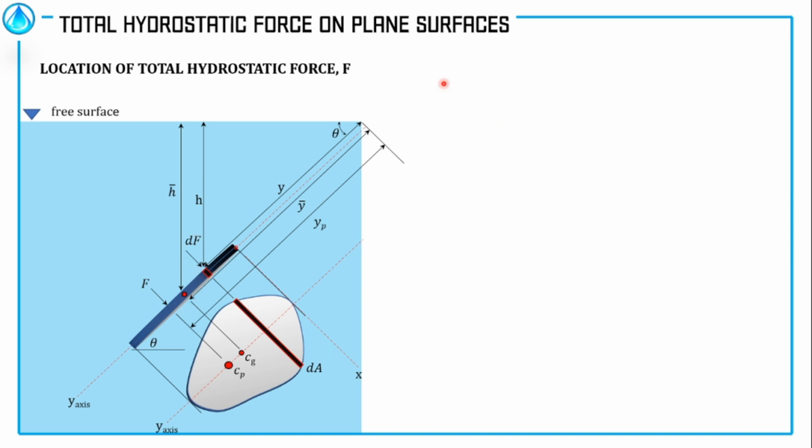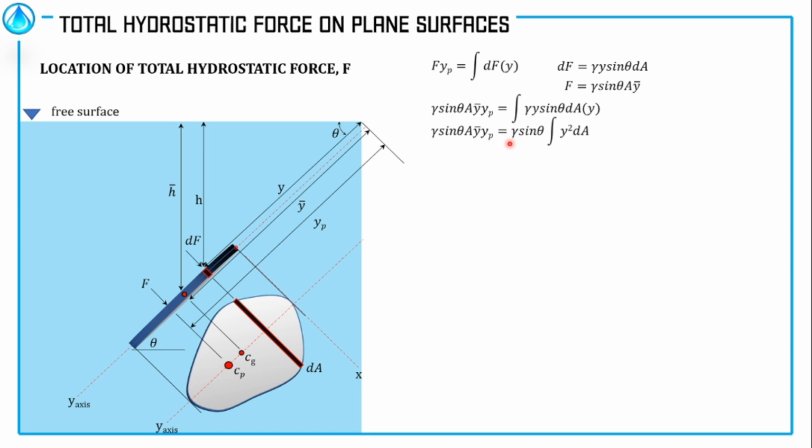In our case, we can express that in this equation. We already found the value of differential F, which is equal to this one, and also the total hydrostatic force acting on the surface, which is equal to this one. Substituting this to this equation, we have now this one. Let us remove the constant from the integral sign. We have this equation. And from statics, this integral y squared dA is the moment of inertia.